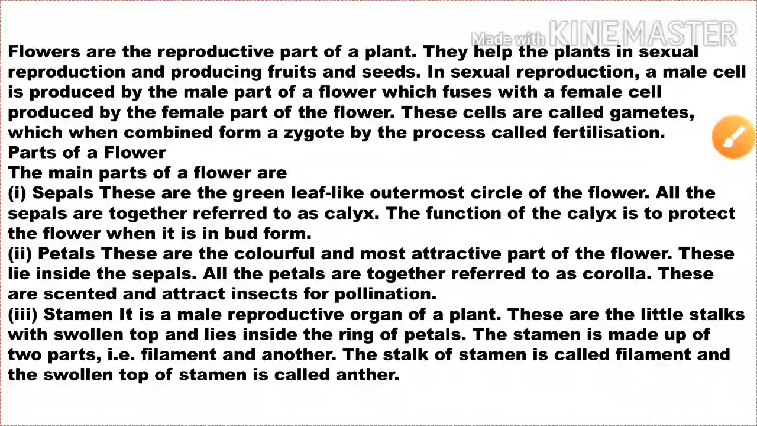Stamen is the male reproductive organ of a plant. These are little stalks with a swollen top and lie inside the ring of petals. The stamen is made up of two parts, that is filament and anther. The stalk of a stamen is called filament and the swollen top of the stamen is called anther.